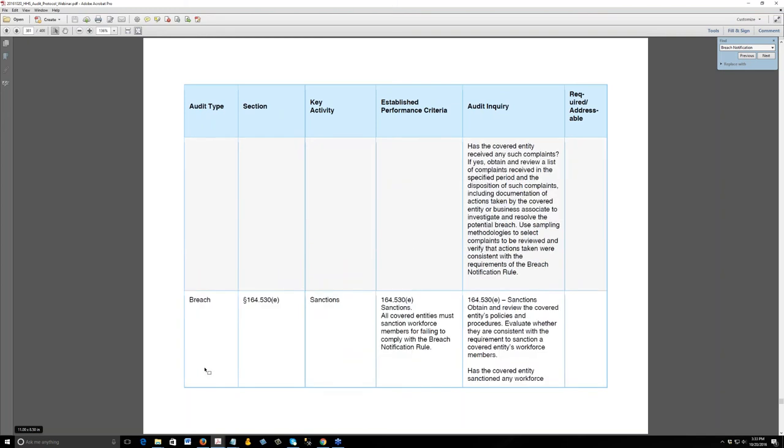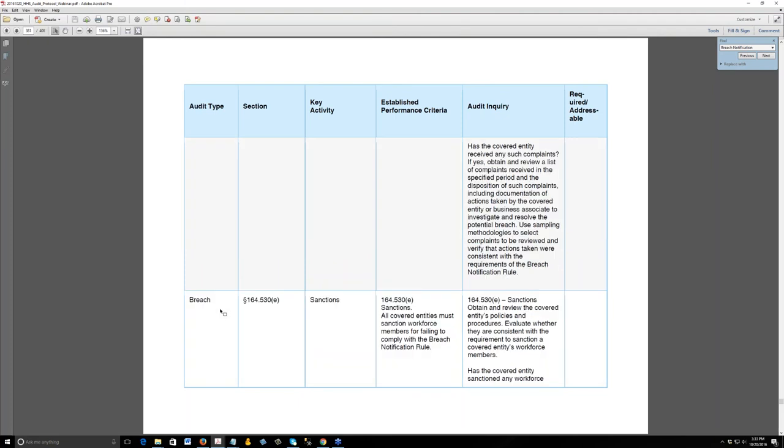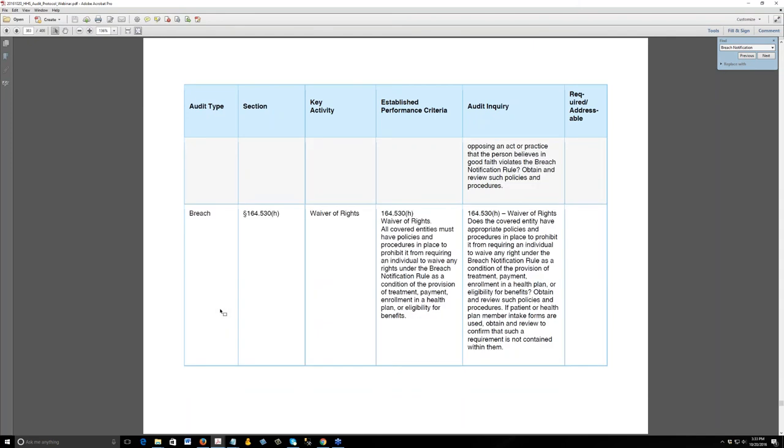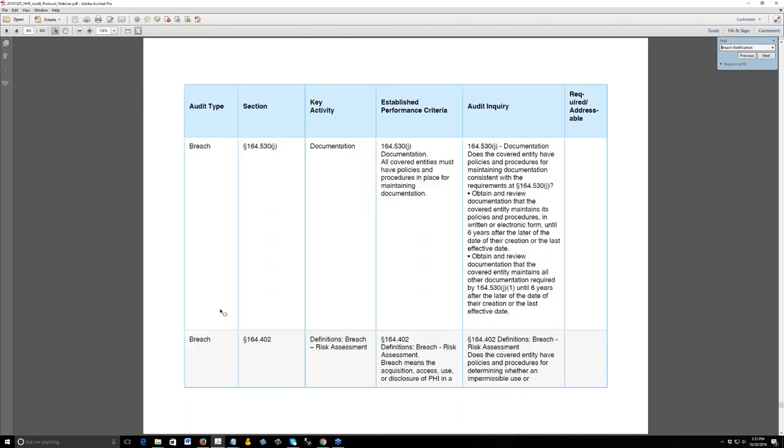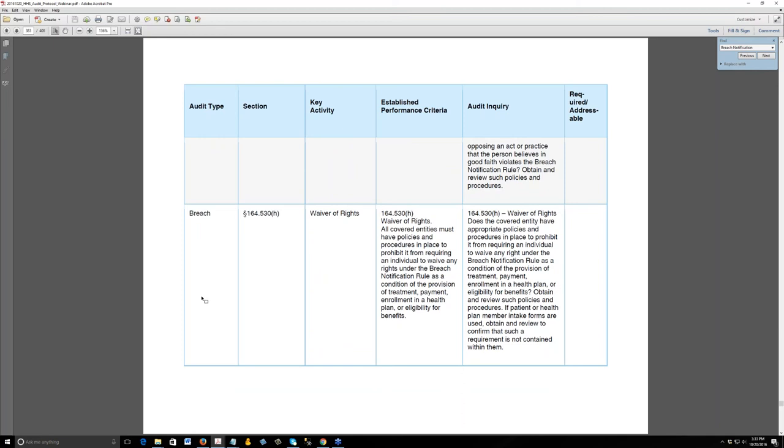Here's the breach protocols, okay, for the breach notification rule, and actually, that's interesting. They're actually starting with, okay, yeah. The 400 series is really where the breach regulations start. They're actually including requirements for breach.